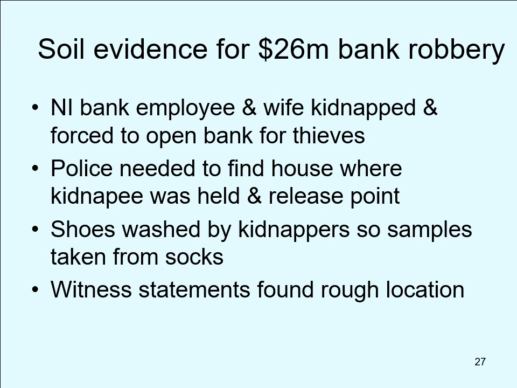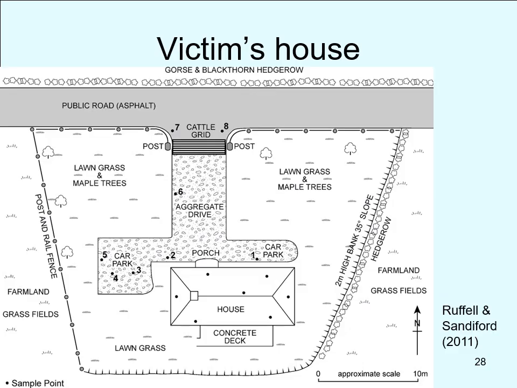He also worked on a bank robbery. So this is in Northern Ireland. A bank employee and his wife were kidnapped and forced to open the bank for thieves. So the police wanted to know where they were being held before they got released. The kidnappers were quite clever. They actually washed the kidnapped husband and wife's shoes, but they hadn't washed their socks. So the two of them worked out roughly where they'd been kept and released, but not sure where. So they actually washed the socks to try and get some samples, and they visited the victim's house.